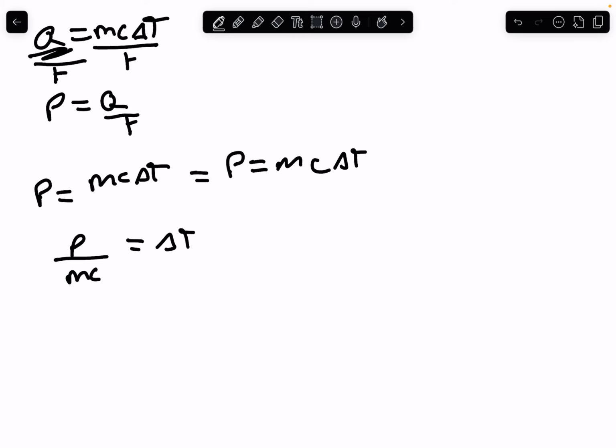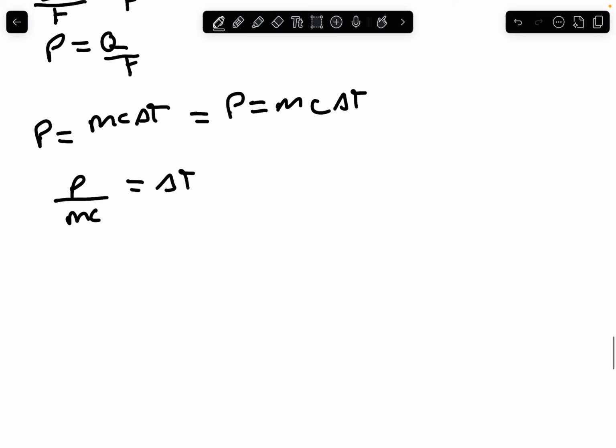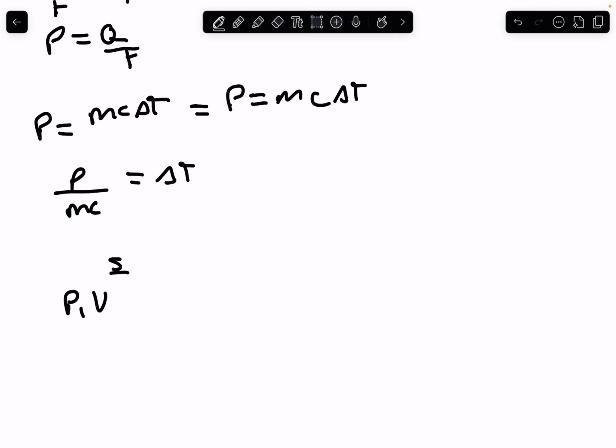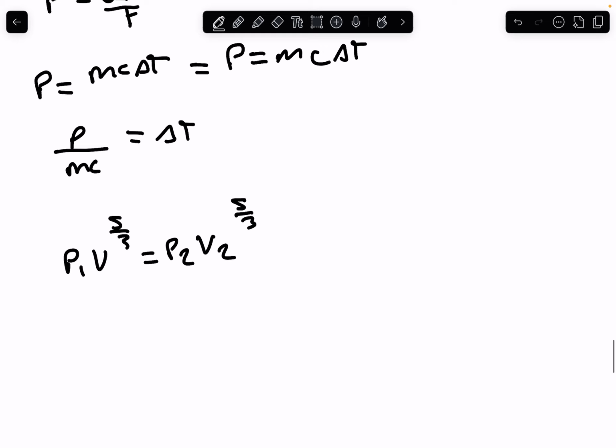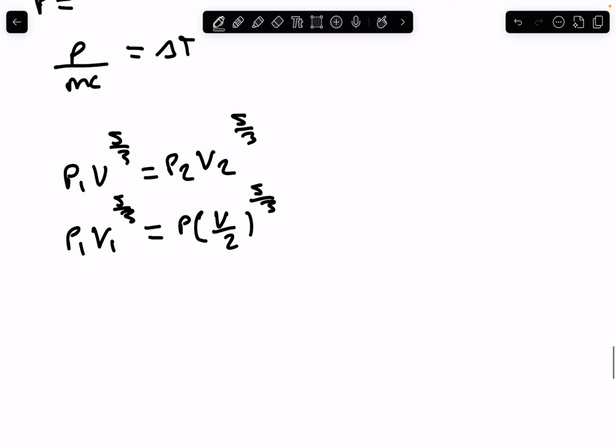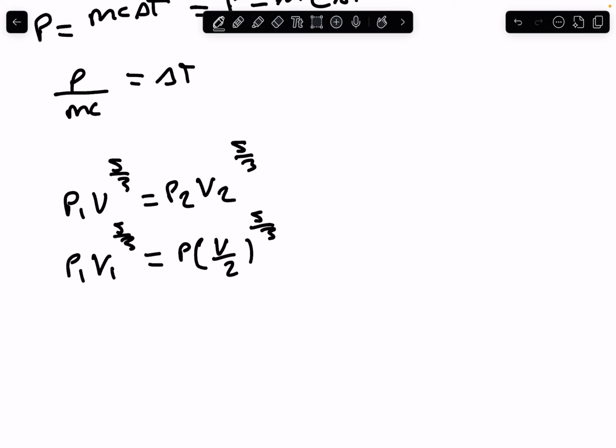Okay, a monatomic ideal gas contracts adiabatically from a volume V to volume V over 2. What is the new pressure of the gas? So let's use the equation that I stated, which states that P1 V1 to the 5 over 3 equals P2 V2 to the 5 over 3. So here we have three of them. We have P1 and we have V1, which is to the 5 over 3 equals P times V over 2 to the 5 over 3. We're solving for P2 actually.